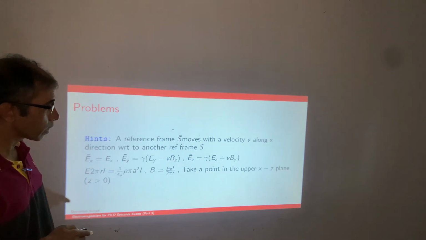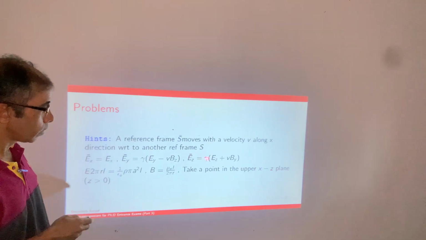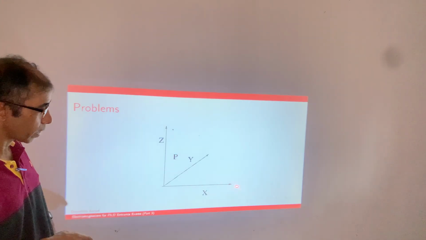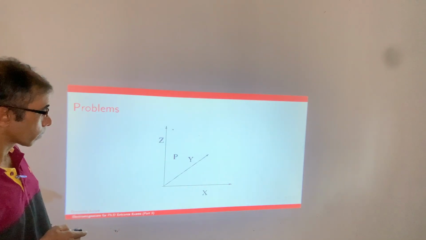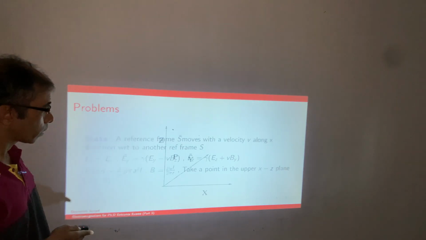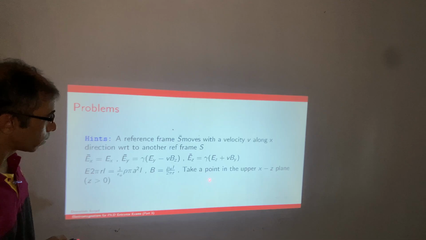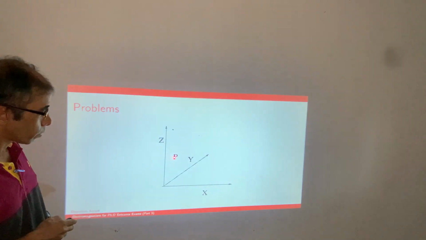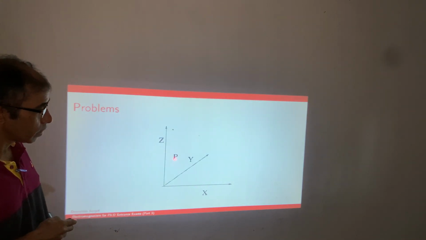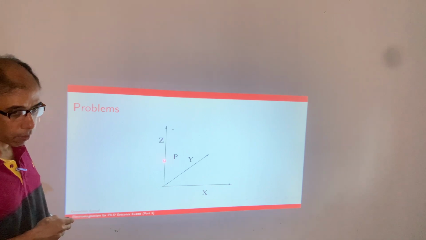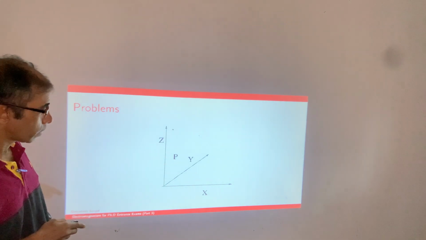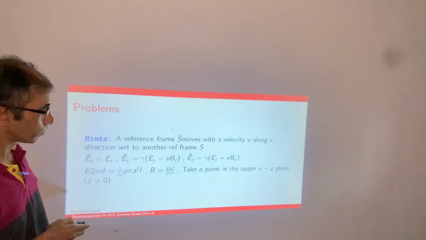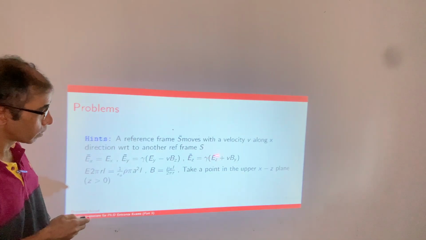So in the first case, we'll take a point in the upper xz plane. We consider a point P which is in the xz plane. This is the xz plane. We consider a point, and we can find the answer. So in the xz plane, suppose this point is there. So Ez is 0. Right? Ez is 0. And what is By?